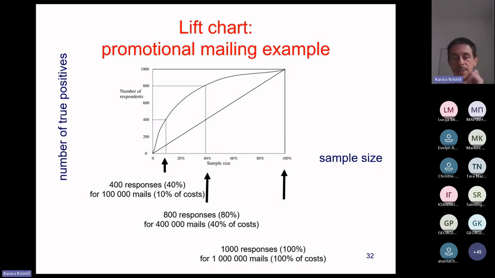The cost will be decreased by 60% to the 40% of the original cost, but the number of responses will only decrease by 20%. And if you go further and only send out 100,000 mails, then you still might get 400 responses, which amounts to only a 60% reduction in the number of responses.